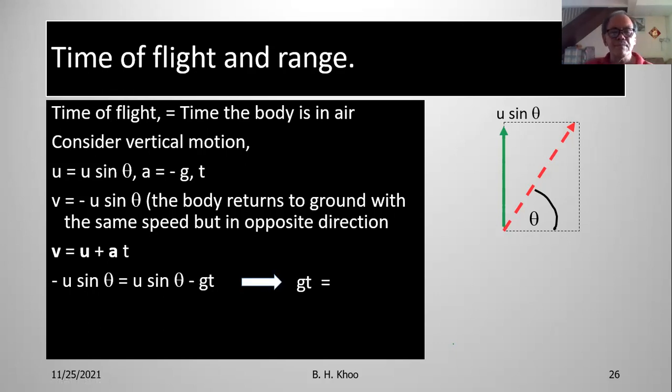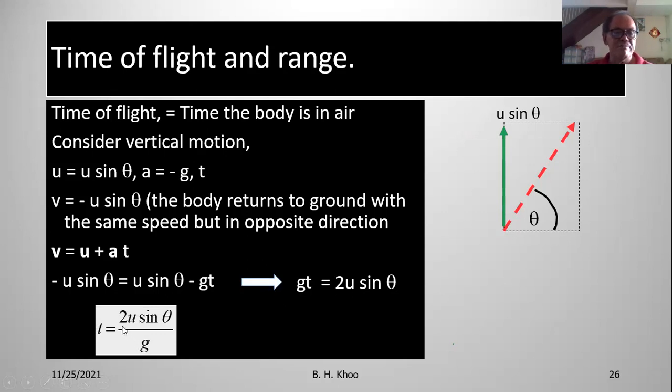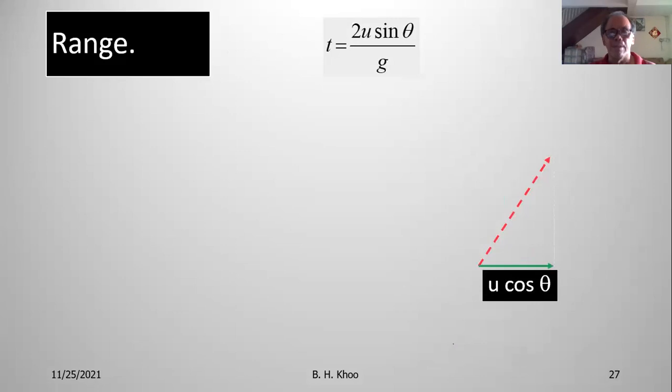gt equals 2u sine theta. Something across there is 2u. And then we can take our g down. That is what we get for our equation. We have derived the time of flight.